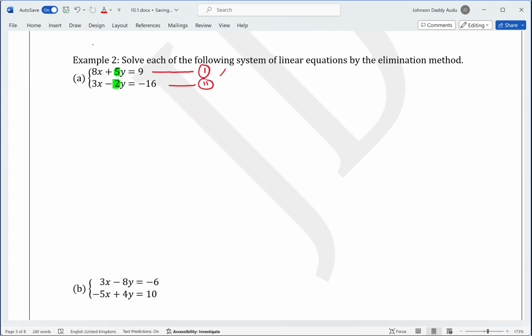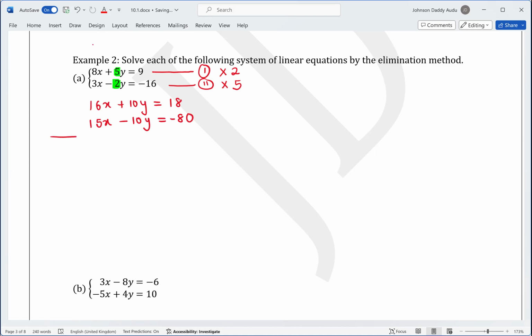And how can we achieve that? We can multiply this by 2, and then multiply this by 5. You are multiplying an equation, so everything needs to be multiplied. So this will be 16x plus 10y equals 18. And this will be 15x minus 10y equals minus 80, correct?